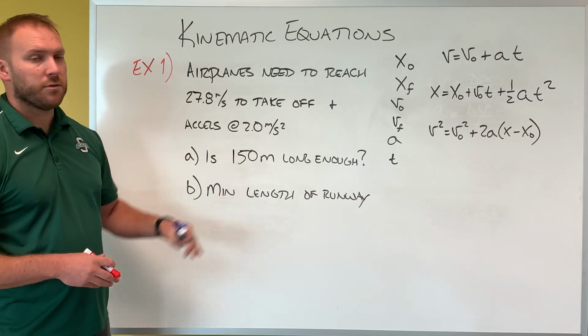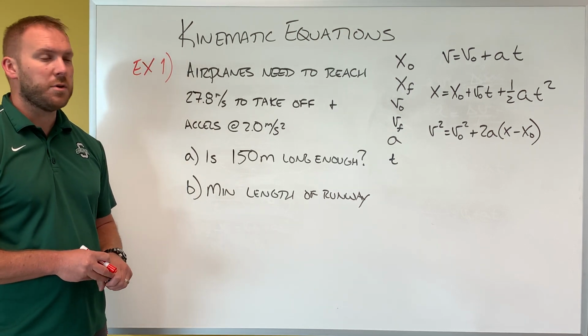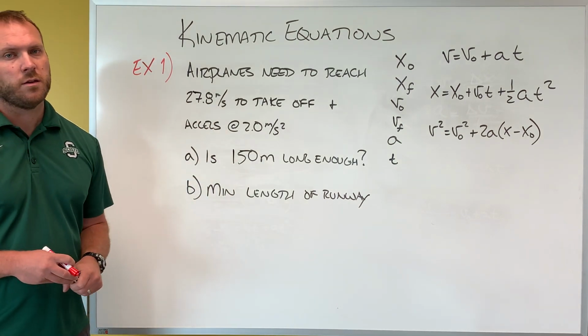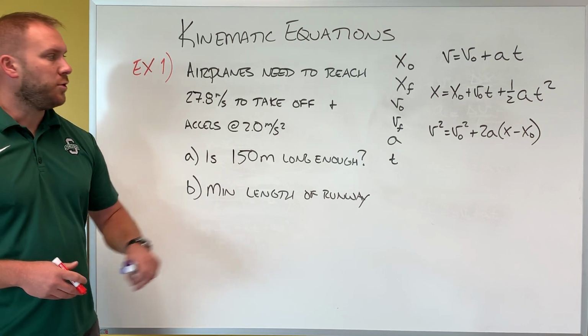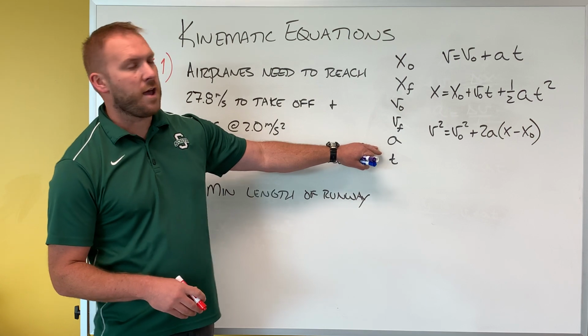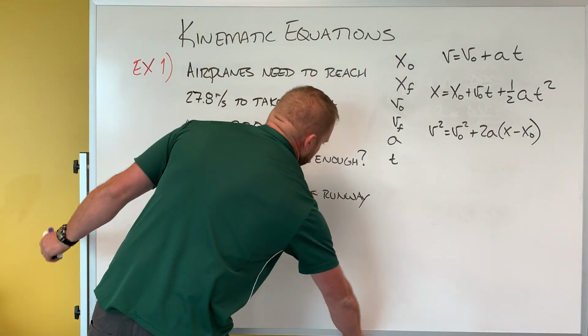So if the 150 meters is long enough, great. What's the shortest that the runway could actually be to achieve this 27.8 meters per second? Let's take a look at how we might set this problem up by identifying the variables that we have and then also identifying which equation we're going to use.